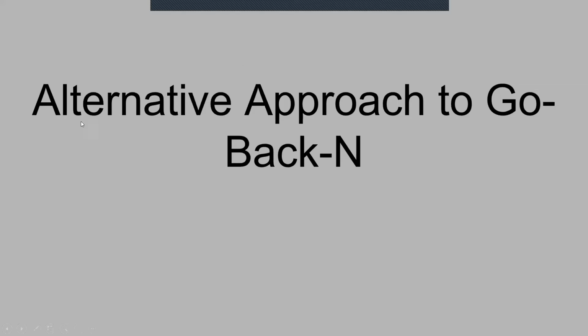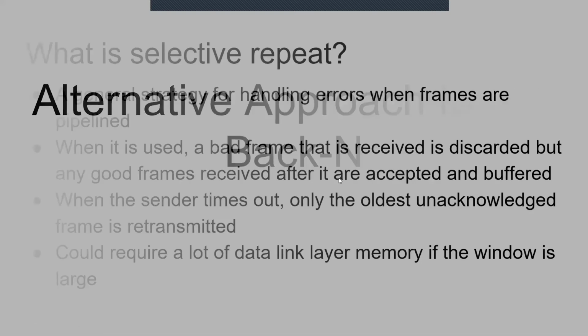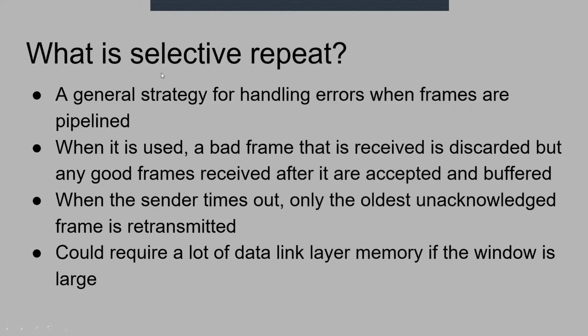These slides are on the alternative approach to go back in. So what is selective repeat? Selective repeat is a general strategy for handling errors when frames are pipelined.